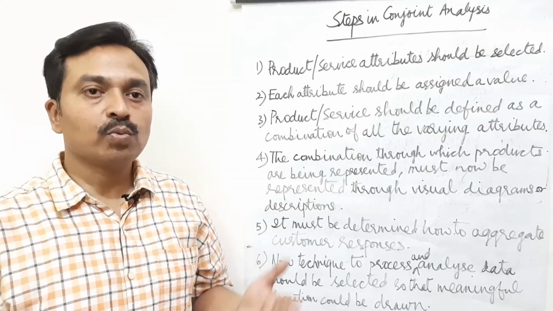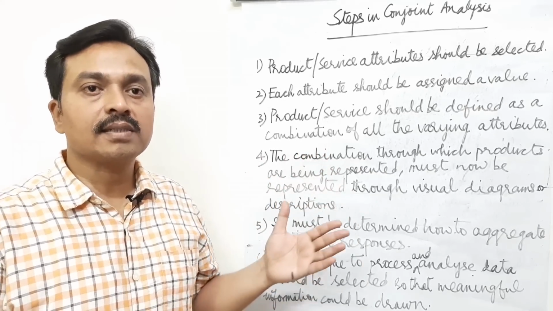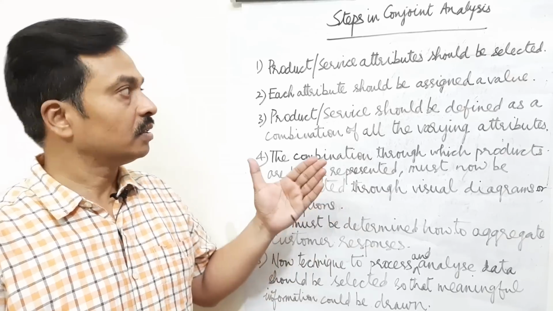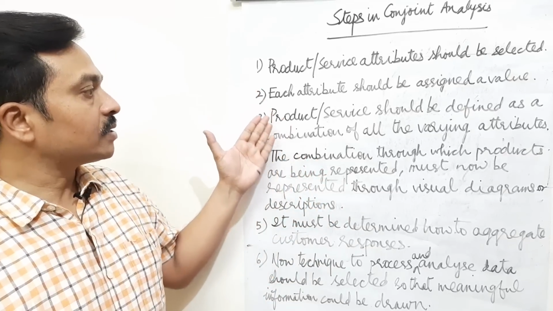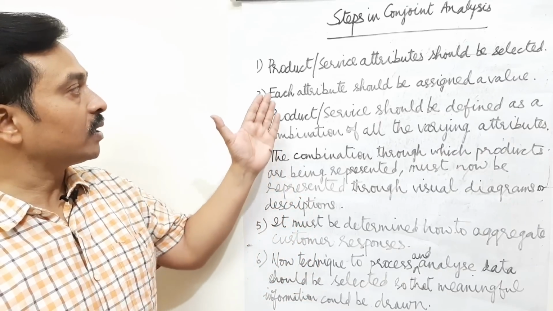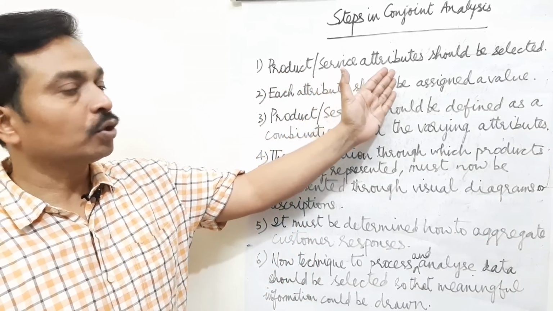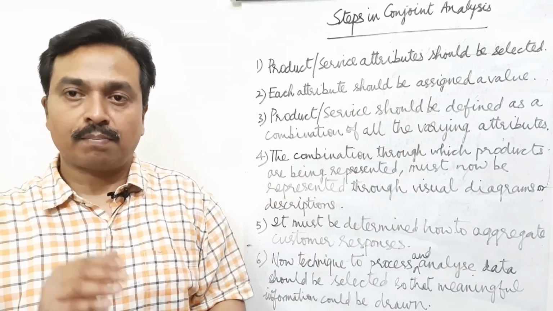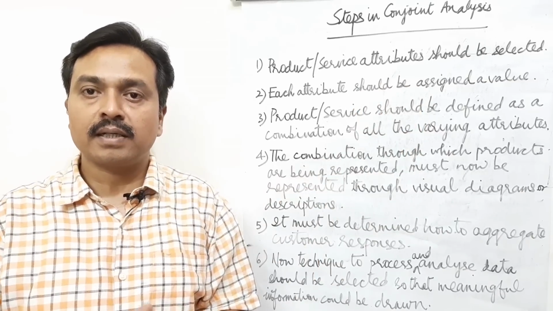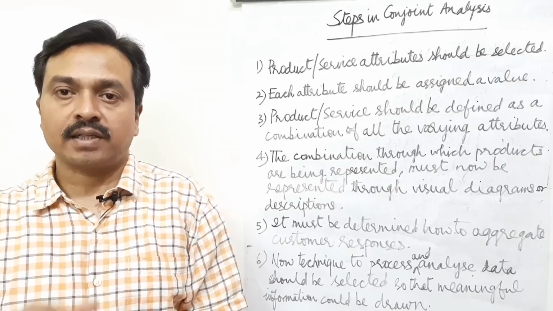Let us now discuss various steps involved in conjoint analysis. I have tried to make things simple as much as I could. There are various steps involved in conjoint analysis. Number one step is product or service attributes should be selected. For example, it could be size, appearance, price, functionality, user friendliness, etc.